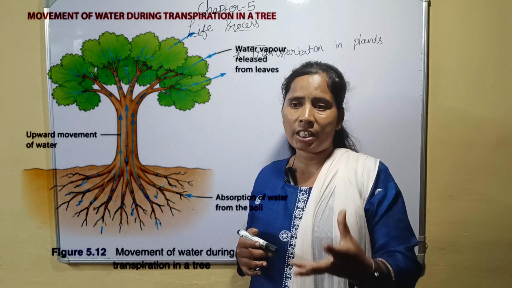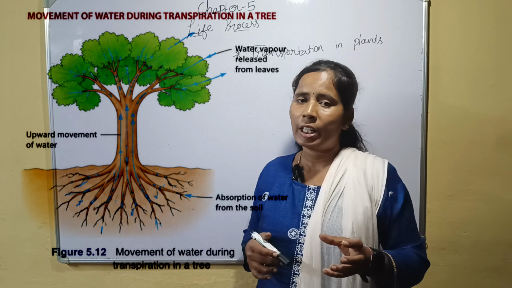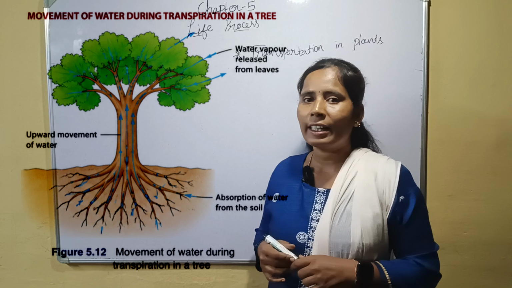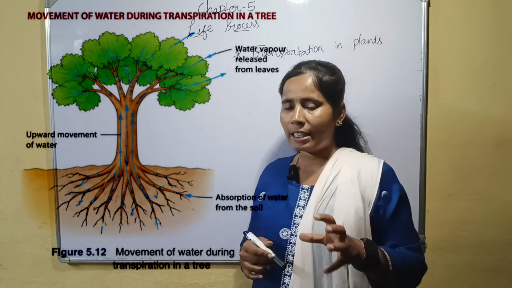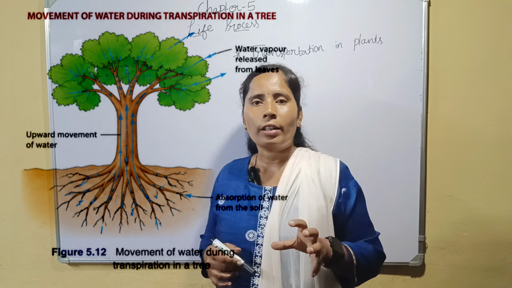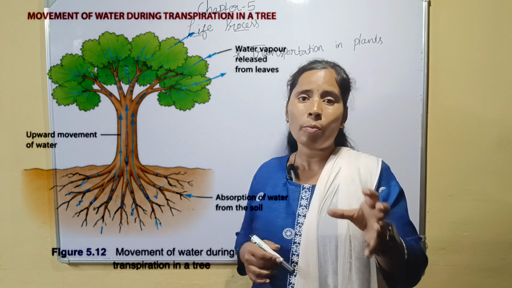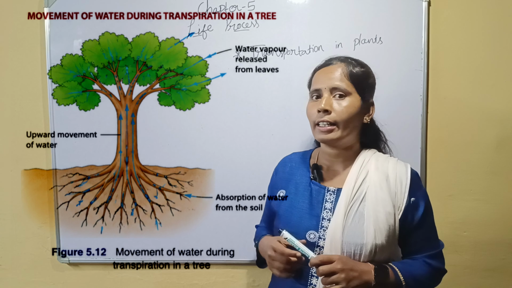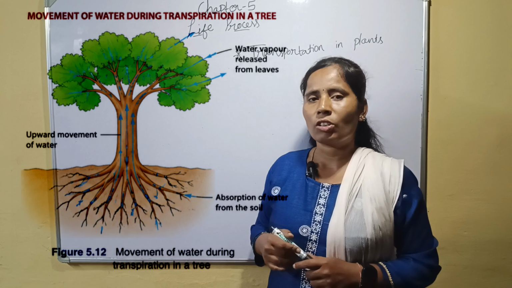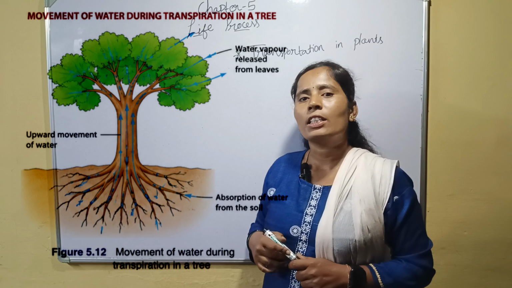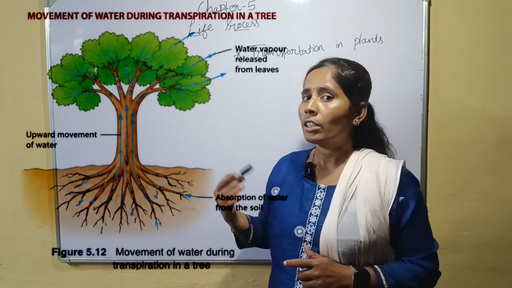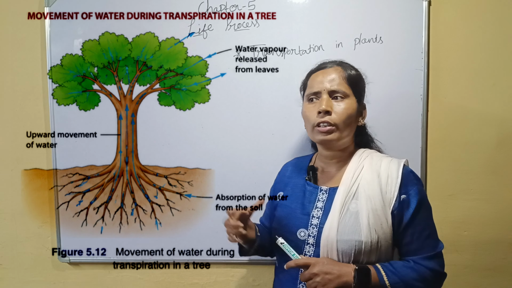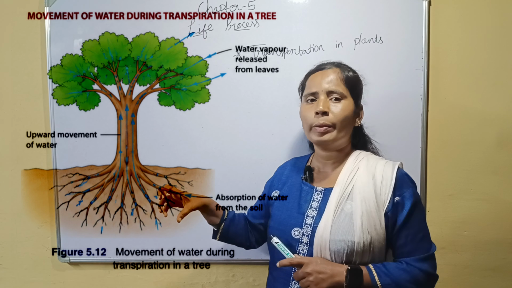As we have specialized organs in human beings, in the same way in plants we have specialized tissues called xylem and phloem. The xylem transports water and minerals as raw materials for the process of photosynthesis. This is called transportation. They may ask a question: name the tissue which carries raw material for photosynthesis. That is xylem.